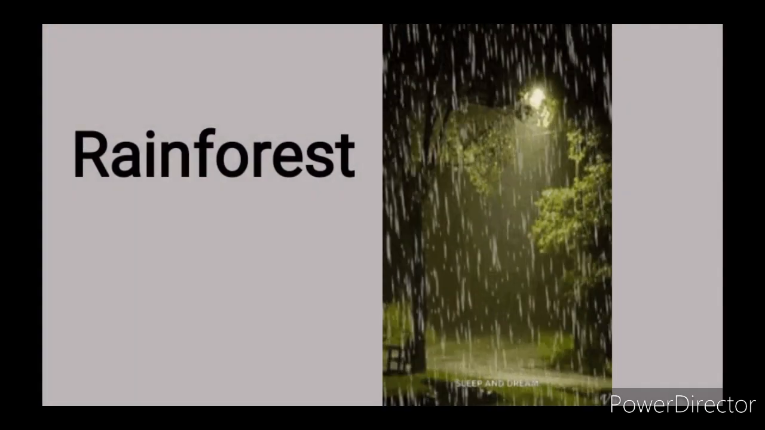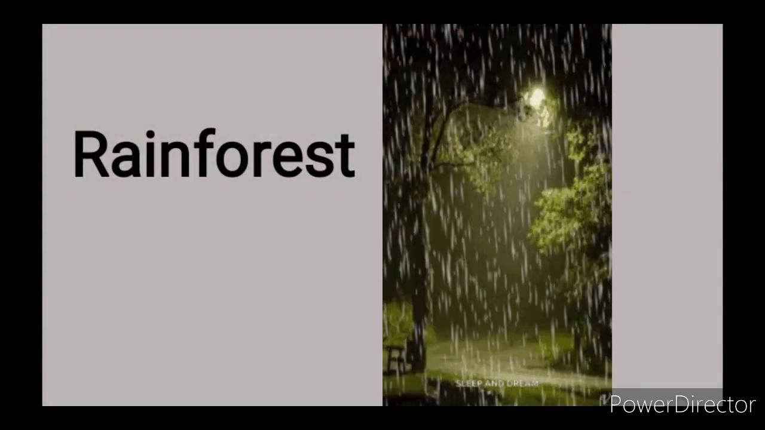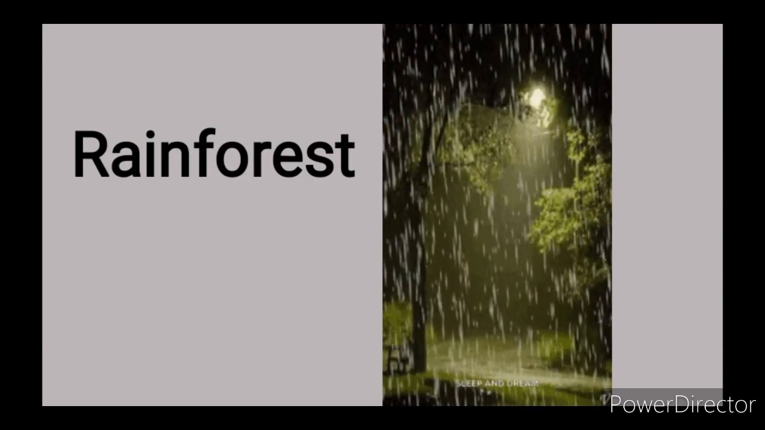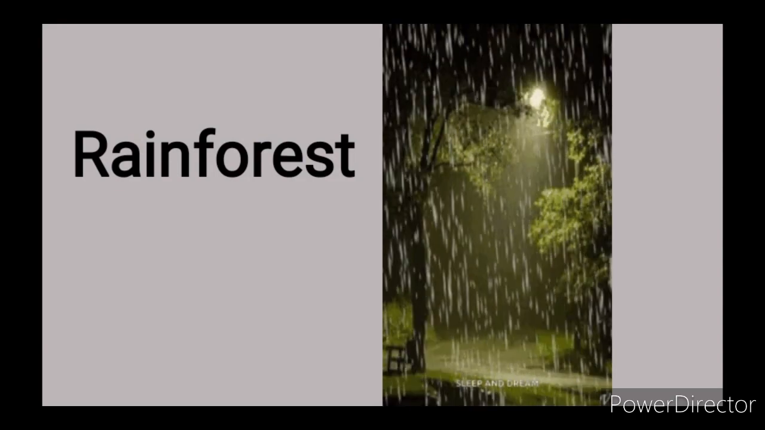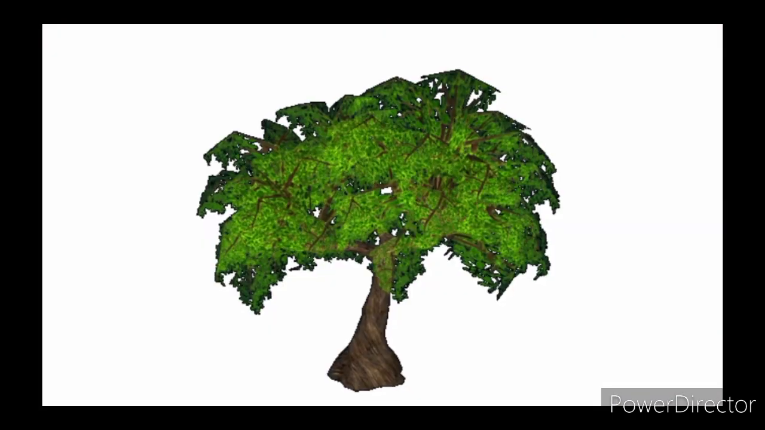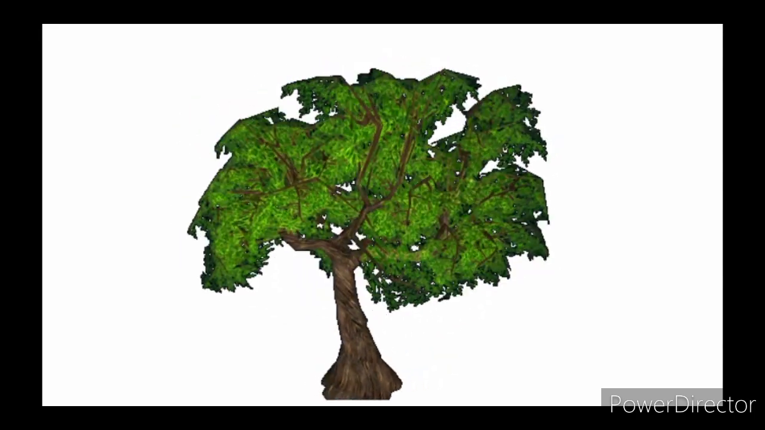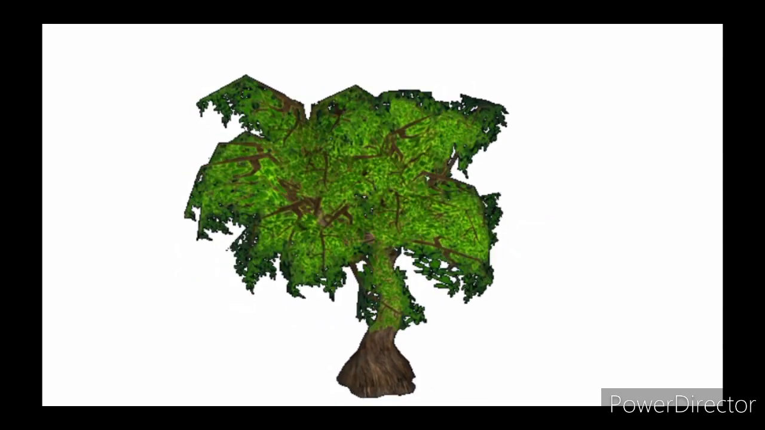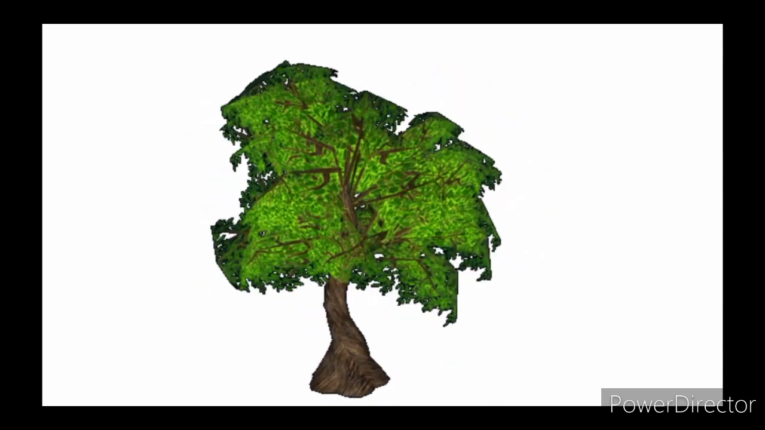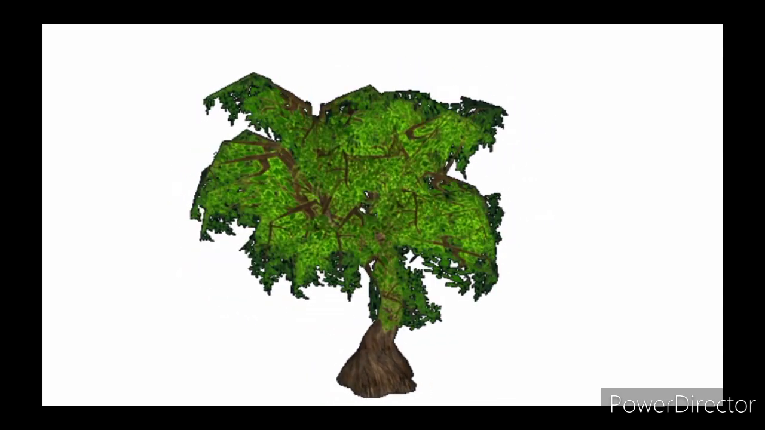The second vegetation we'll talk about in Africa is the rainforest. A rainforest is a place that has a lot of rainfall. And because of the good amount of rainfall in the rainforest, there are many big trees in the rainforest.